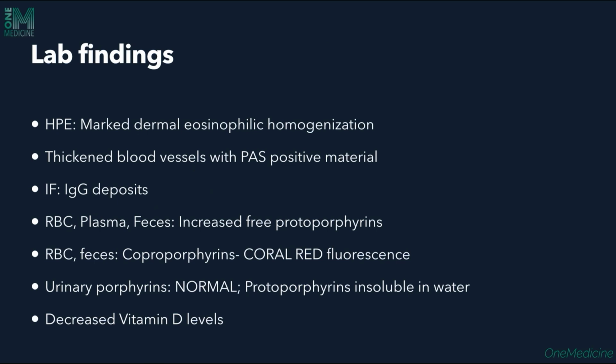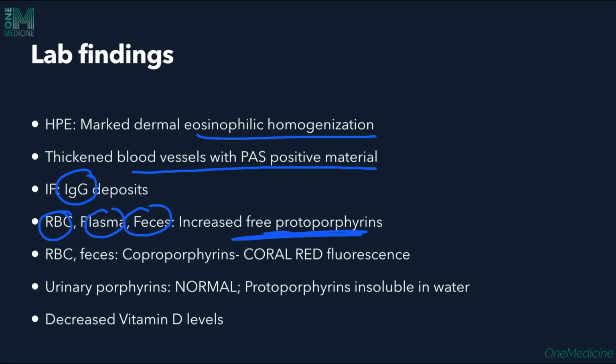Lab findings in this: there will be marked dermal eosinophilic homogenization. Thickened blood vessels with PAS positive material. IgG deposits can be seen on immunofluorescence. Erythrocytes, plasma and feces will all show increased free protoporphyrin levels because ferrochelatase is deficient here. There is no conversion of protoporphyrin to heme. RBCs will show coproporphyrins, and they give a coral red fluorescence under Wood's lamp.